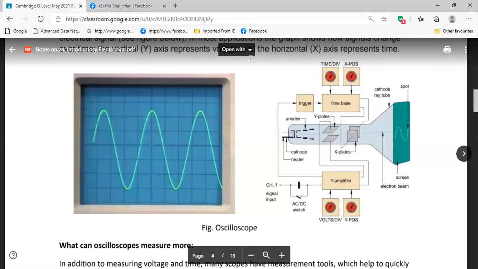You have to draw now, but you don't draw everything. You draw only this part. What I am saying, only you draw this part. This tube you draw. Here you draw. Then you draw this X plate. X plate you draw, and Y plate you draw. These things you draw.